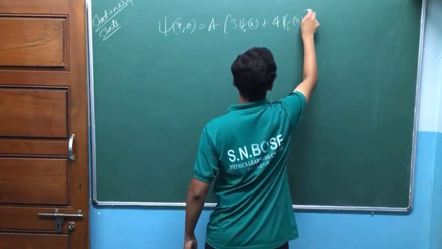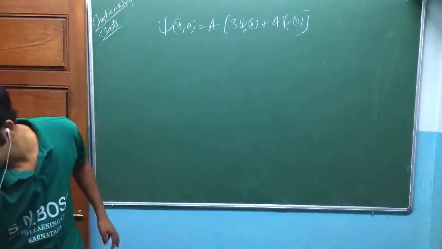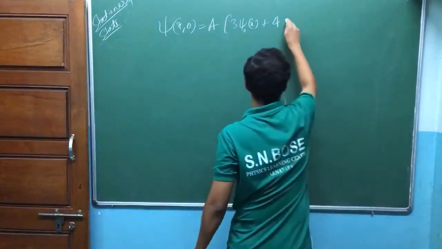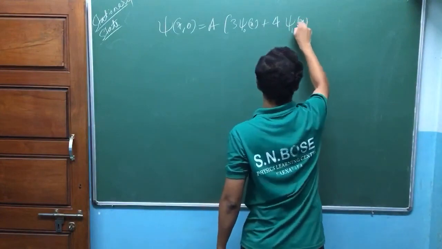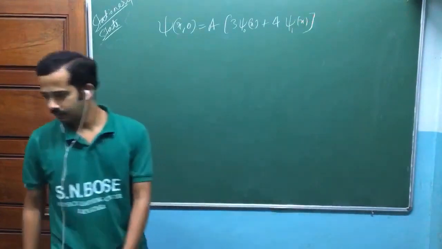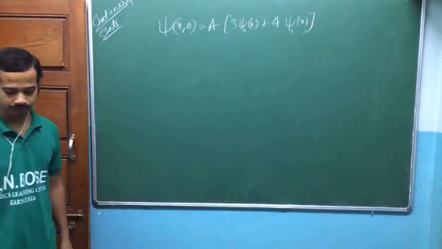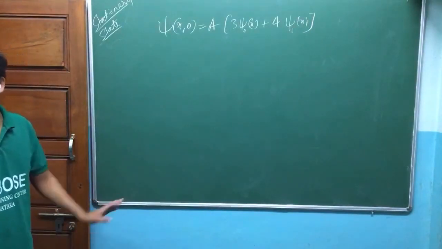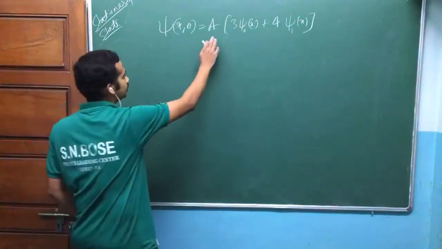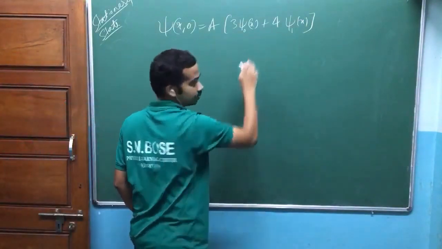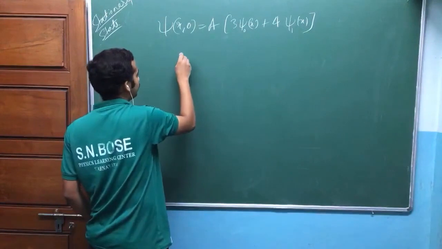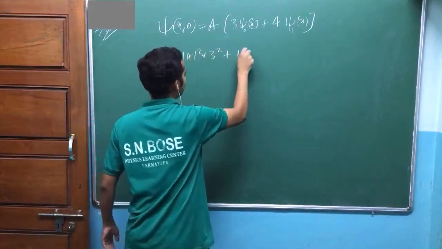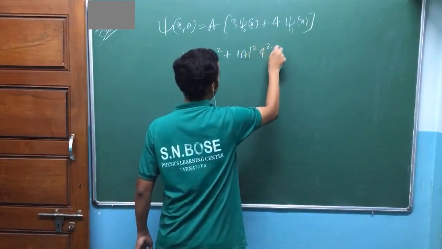What is the first step? First step is to normalize. You can normalize at time t equal to 0 and you don't have to worry for later time. Why? That's our theorem, we proved. If you normalize at any time, it will stay normalized for later time. So that's why, again, mod C1 square plus mod C2 square, mod A square into 3 square plus mod A square into 4 square should be equal to 1.